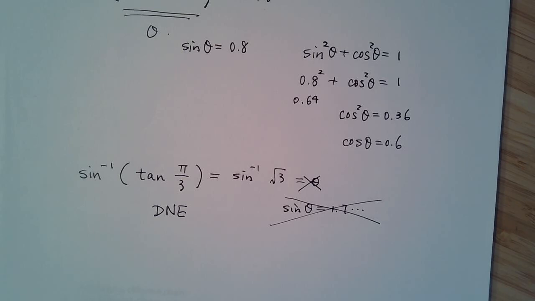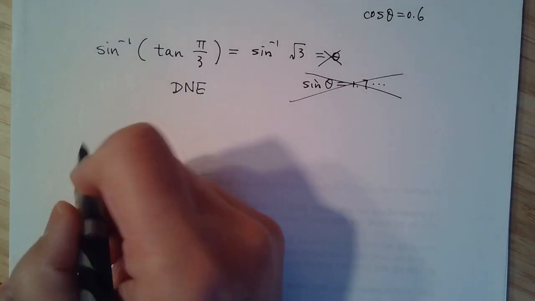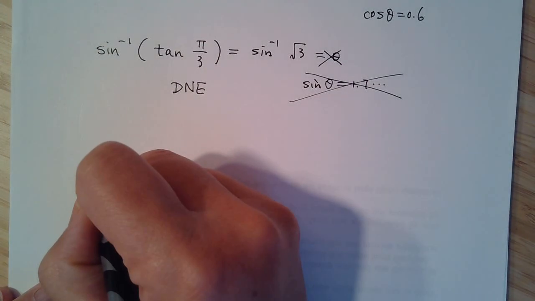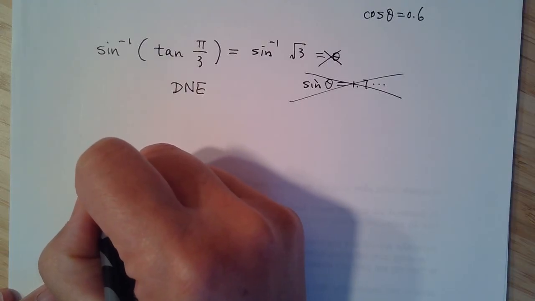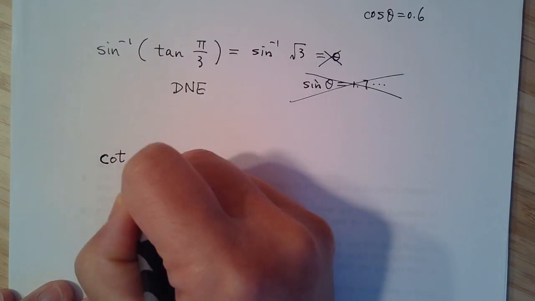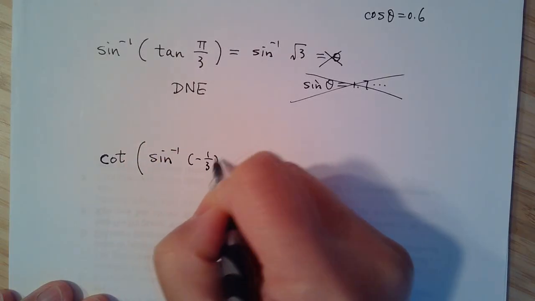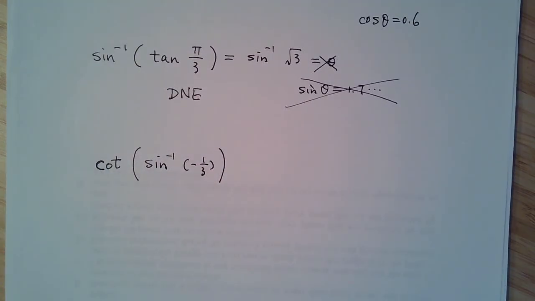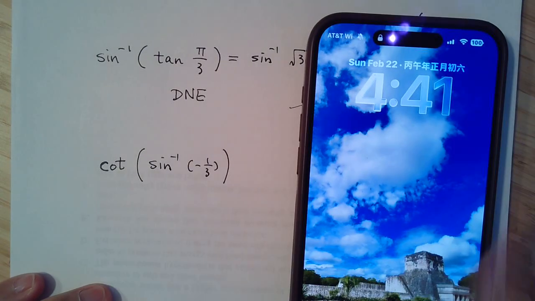Okay, so let me give you another example. Can you find the cotangent of sine inverse of negative 1/3? There are all different ways to do it. Let me tell you the calculator way.